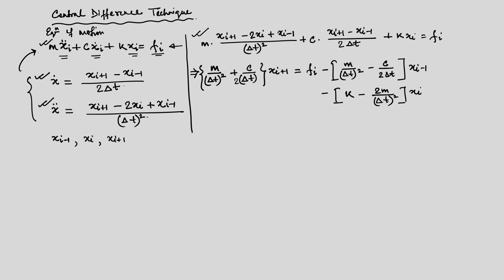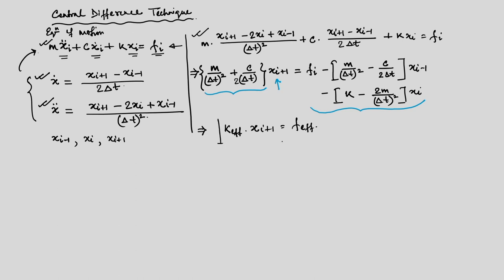So what is special about this expression? If you look at it, on the left hand side, what is the unknown? The only unknown on the left hand side is xi plus 1. Apart from that, we know everything. We know this quantity, and on the right hand side we know the complete expression. So ideally speaking, it takes the format of k effective times xi plus 1 is equal to f effective.